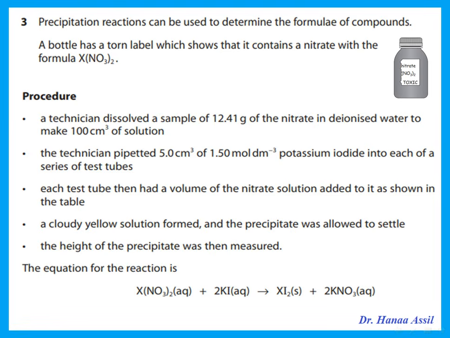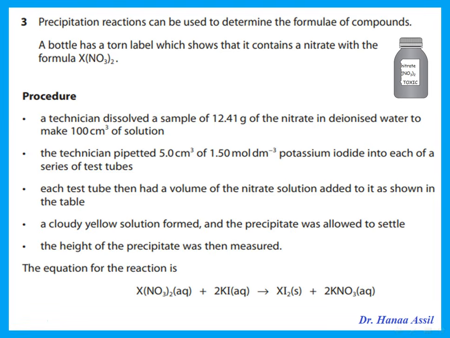This question says precipitation reactions can be used to determine the formula of compounds. A bottle has a torn label which shows that it contains a nitrate with a formula of X(NO3)2. So what we're trying to do is find what X is. A technician dissolved a sample of 12.41 gram of nitrate in deionized water to make 100 centimeter cubed of solution.